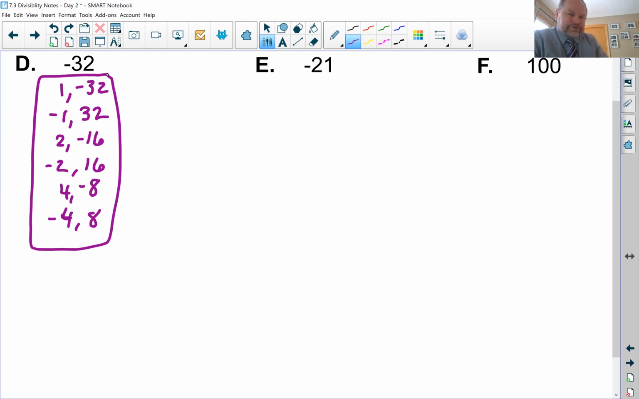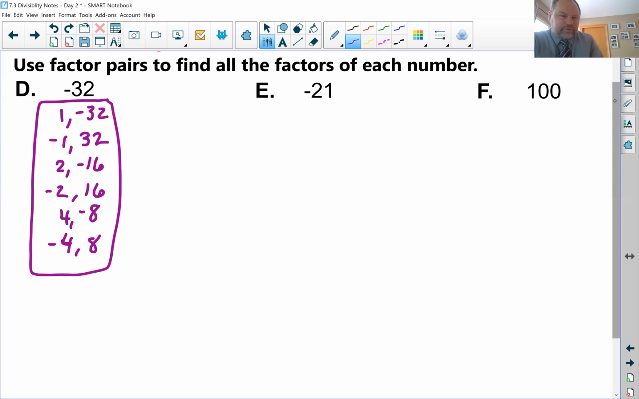Now, one thing you'll notice on the first set, when we had just positive values, that's all we looked at were positive values. There are some times when you want to look at both positive and negative values. If we go to negative 21, again, 1 and negative 21, negative 1 and positive 21.